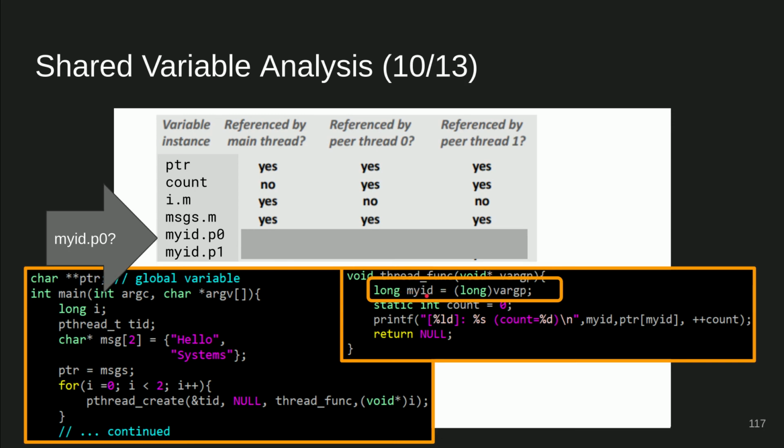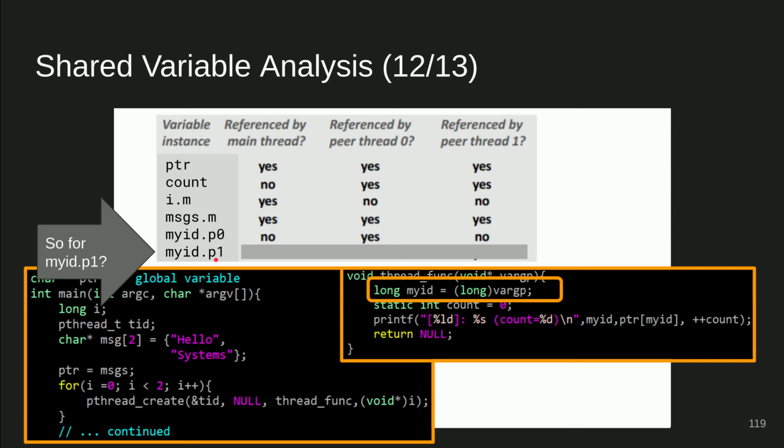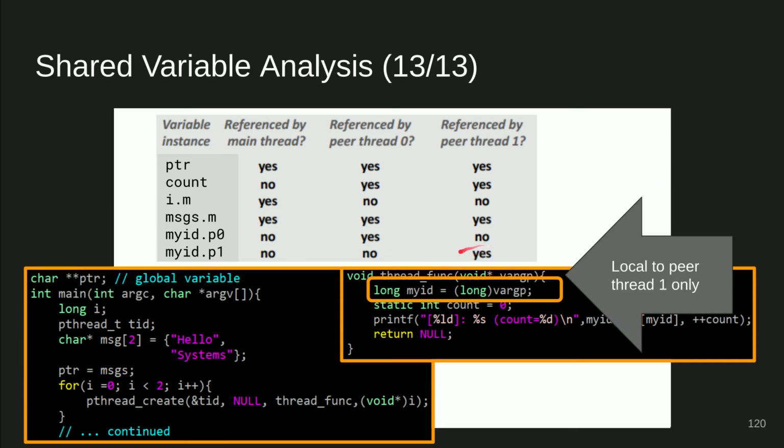Now these ones here, my ID. Where are they accessible? Well, my ID for peer thread 0, when it executes, it gets its own local copy here. So it's just referenced by peer thread 0, none of the other ones. And my ID in peer thread 1 is the opposite, just referenced in that peer thread. So that's a little bit of the analysis.